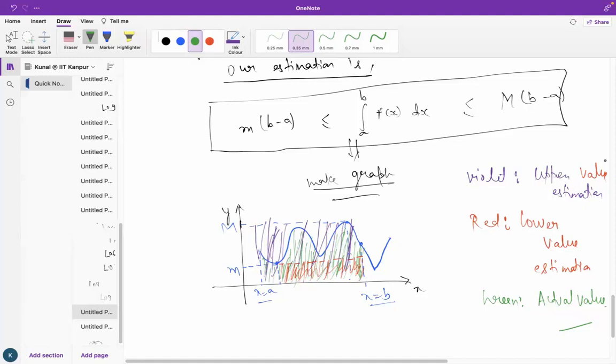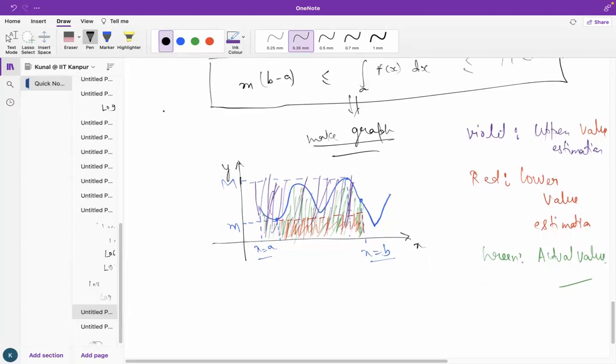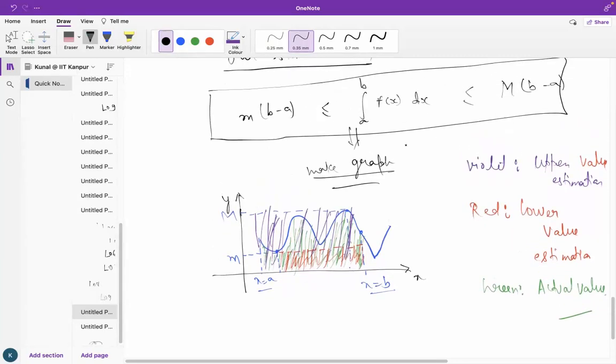So the violet region of the graph represents the upper value estimation, the red zone represents the lower value estimation, and the green is our actual value. So it lies between these. This is the graphical approach to understand the following thing. Okay, now let's take an example on it and then try to find it out.